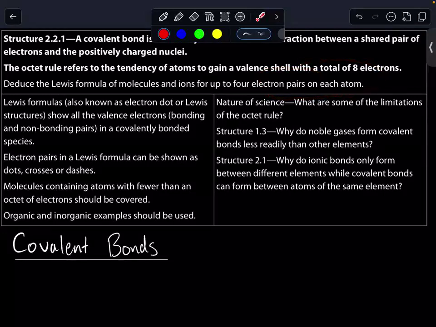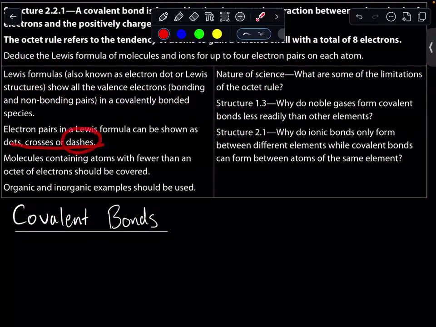A couple things we're going to know is that Lewis formulas will show all valence electrons, bonding and non-bonding, in a covalently bonded species. We know that electron pairs in a Lewis formula can be shown as dots, crosses, or dashes. I honestly prefer dashes a little bit because I'm lazy. And molecules containing atoms with fewer than an octet will be covered. There's only a couple examples of that.